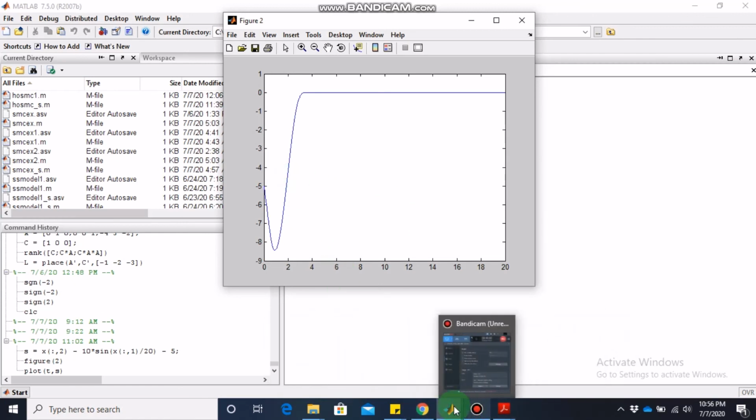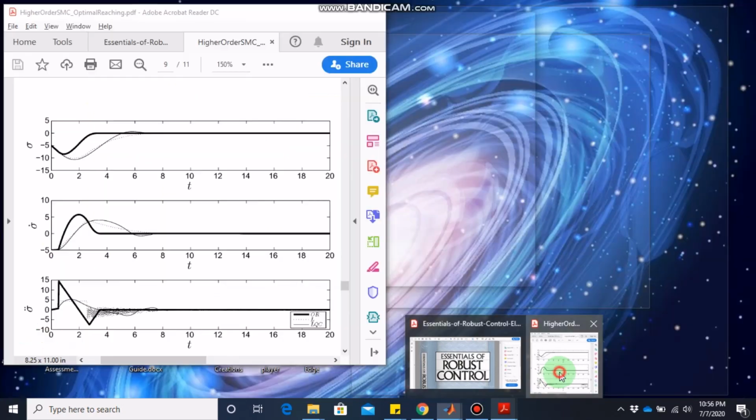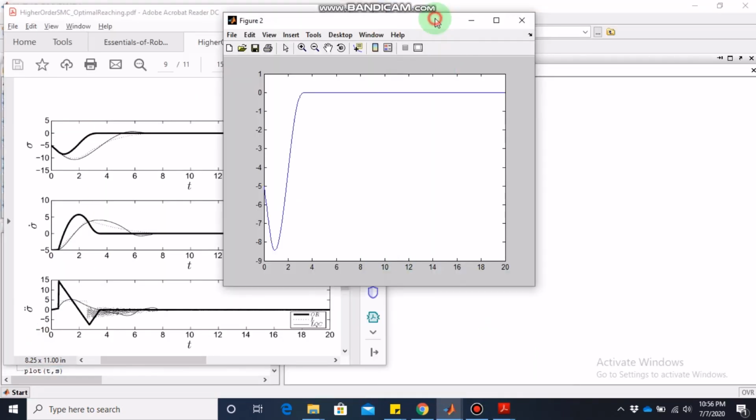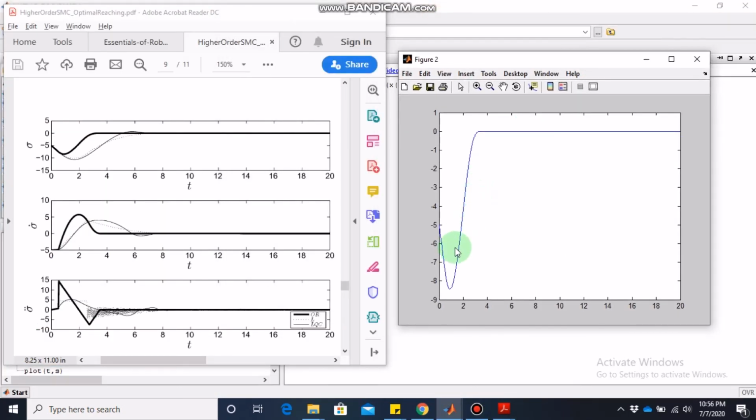Let's compare this with the plot here. You can see that the sigma goes to around minus 8.5, which is the case here as well. This goes to around minus 8.5 and then it settles to 0 at about 3 seconds, and here also it settles to 0 at about 3 seconds.